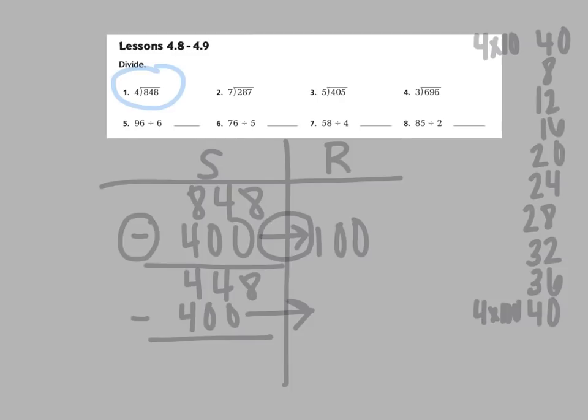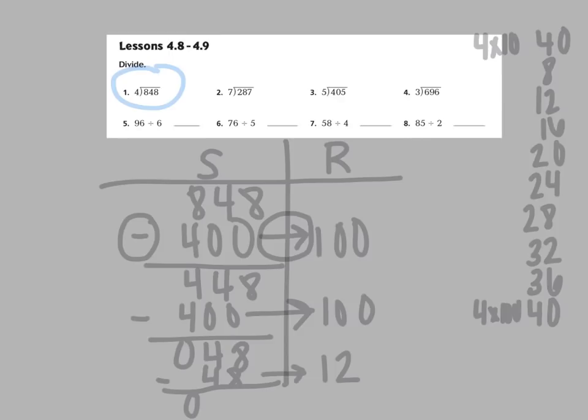All right, let's go ahead and subtract 448 minus 400. 8 minus 0 is 8. 4 minus 0 is 4. 4 minus 4 is 0. All right, now we only have 48 left. I want you to think for a second. Do we have a multiple of 4 that equals 48? You're right. 4 times 12 equals 48. 48 minus 48 is 0. Go ahead and add your 12 with the arrow.